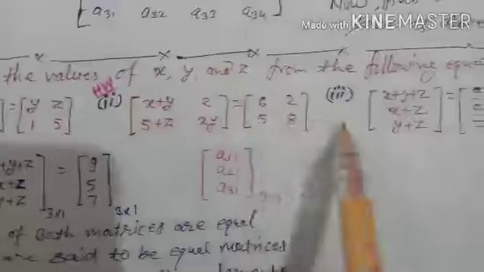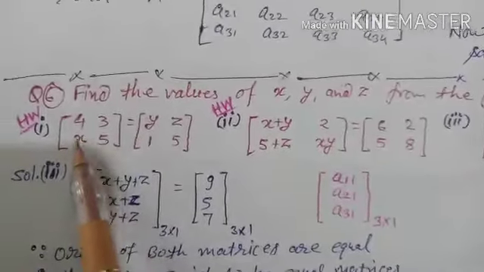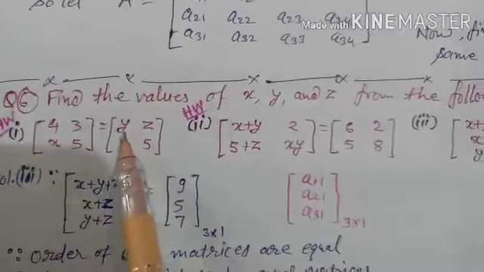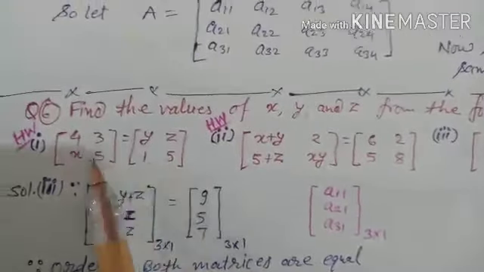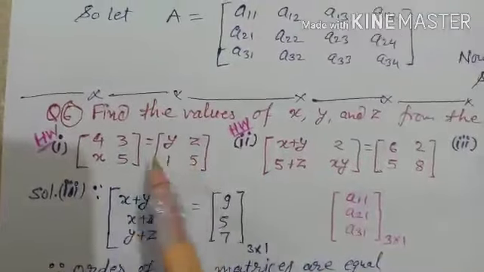First, second and third. First question: there are two 2 by 2 matrices. The first is 4, 3, x, 5 and the second is y, z, 1, 5. Now compare each element, because both matrices are of the same order, so compare each corresponding element.